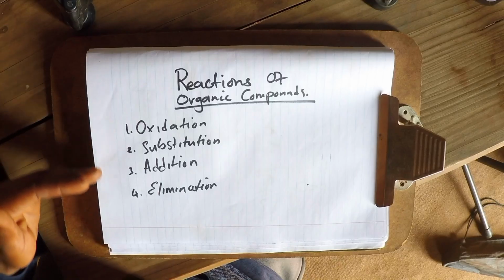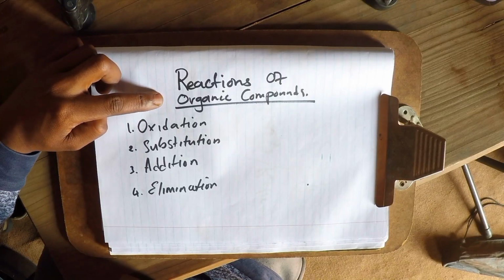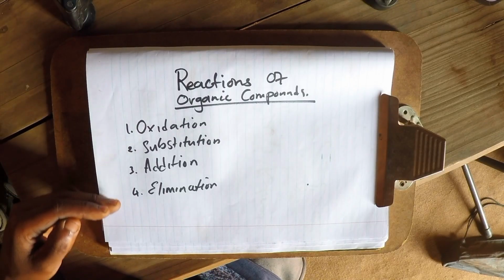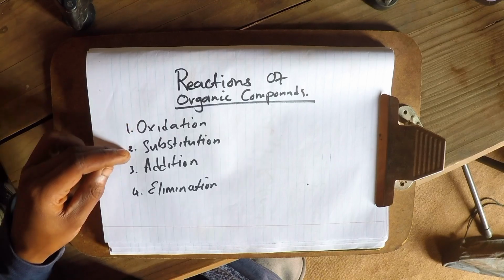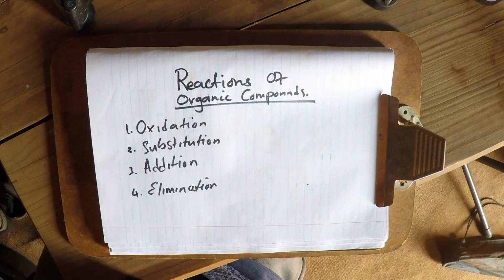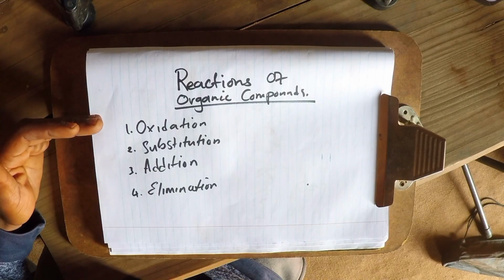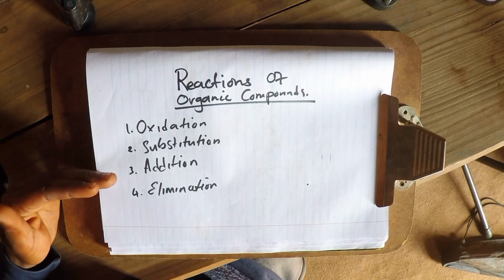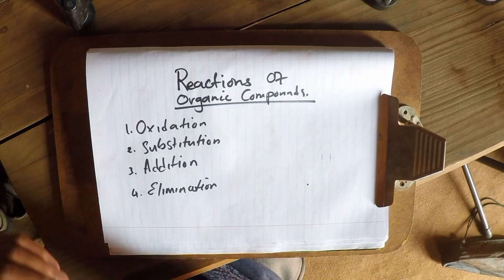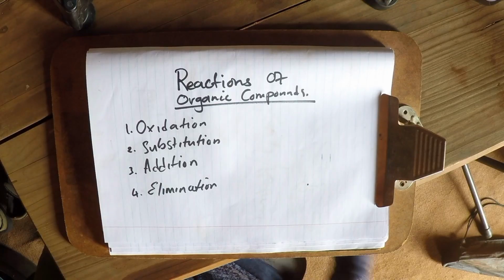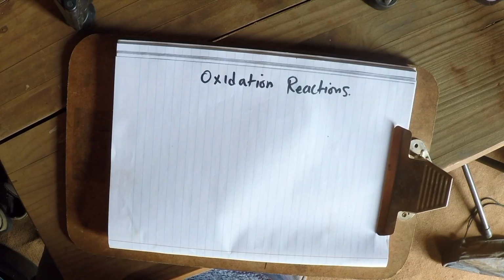Each and every one of these reactions which these organic compounds undergo can be classified and distinguished amongst each other. There are certain things that are unique to each one of these reactions. So we're going to study each one of these reactions in detail to try and understand what makes a reaction an oxidation reaction, a substitution reaction, an addition reaction, and an elimination reaction. And therefore, when you look at any reaction, you should be able to tell to which group it belongs. Now, oxidation reactions are reactions that involve oxygen.